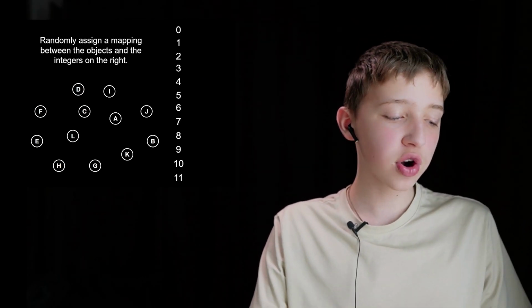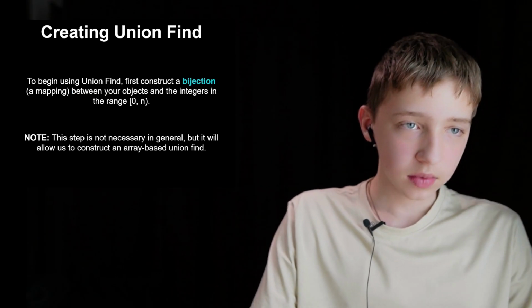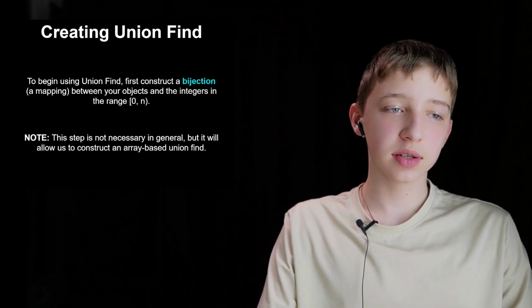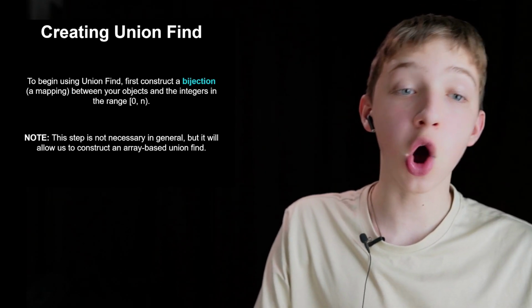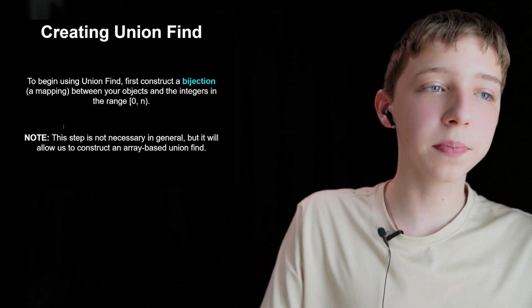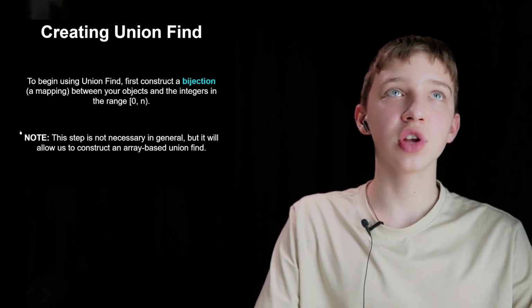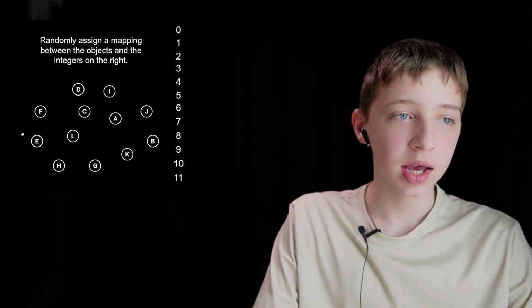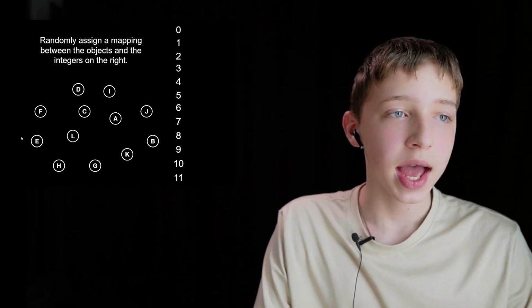A bijection is where every element corresponds to only one element. Here the root node would be a self-looping or self-rooting element. We'll look at it a bit further.